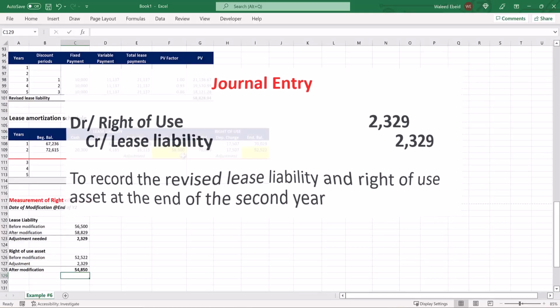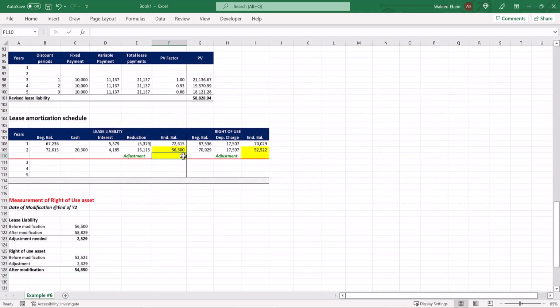Now to the lease amortization schedule. Insert the revised balances at the end of the second year for the lease liability and the right of use asset. And here is the revised variable lease payment for the remaining 3 years. The interest charge is the difference between the beginning lease liability and the lease payment paid at the beginning of the year, multiplied by 8%.